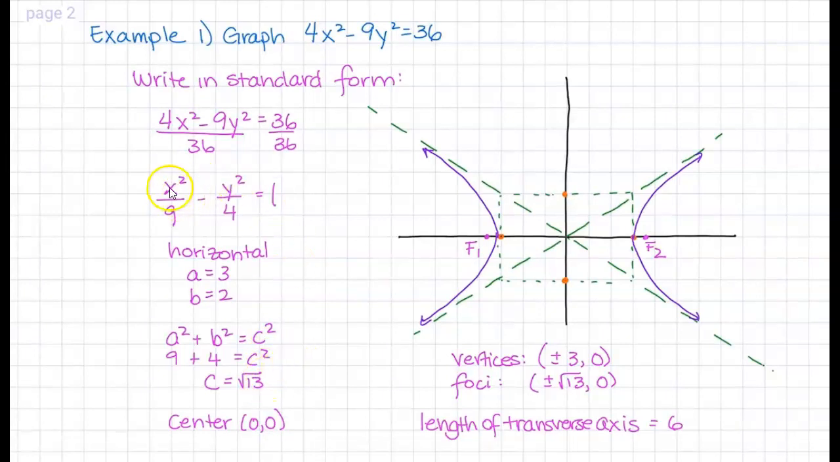And then also because there's no x minus or plus something or y plus or minus something, we know the center is at 0, 0. h and k are 0. That gives us all we need.